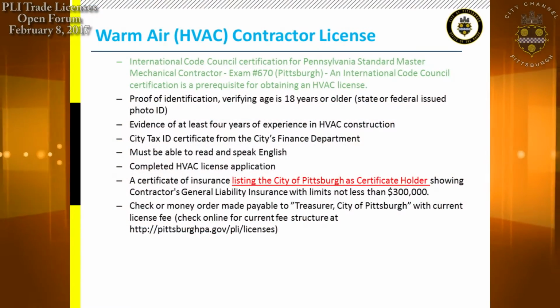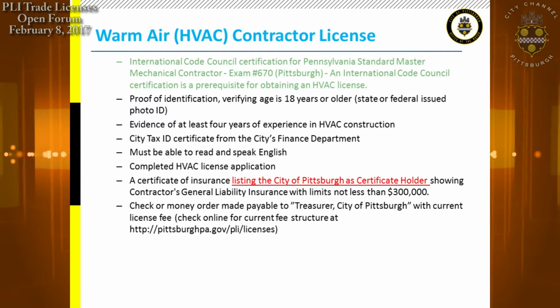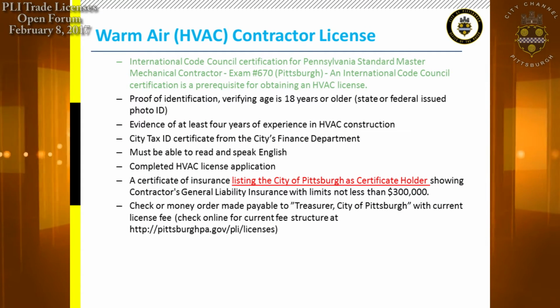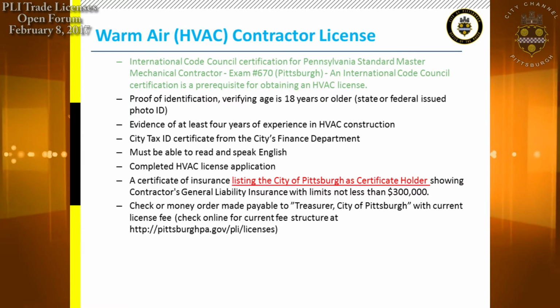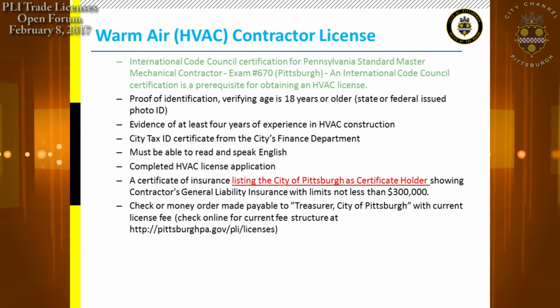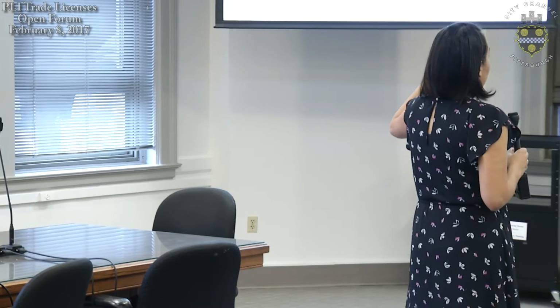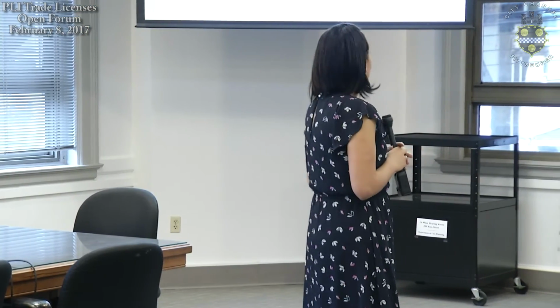A certificate of insurance listing the City of Pittsburgh as a certificate holder is key. A lot of times we get insurance faxed to us with no name, no license number on them, and they're not listing the city as a certificate holder. So that can cause an issue with your license. You may have everything in it, but if that's not part of your application, we won't be able to process that, okay? So just make sure that when you talk to your insurance agency, they understand that this portion needs to be completed in your insurance, okay?